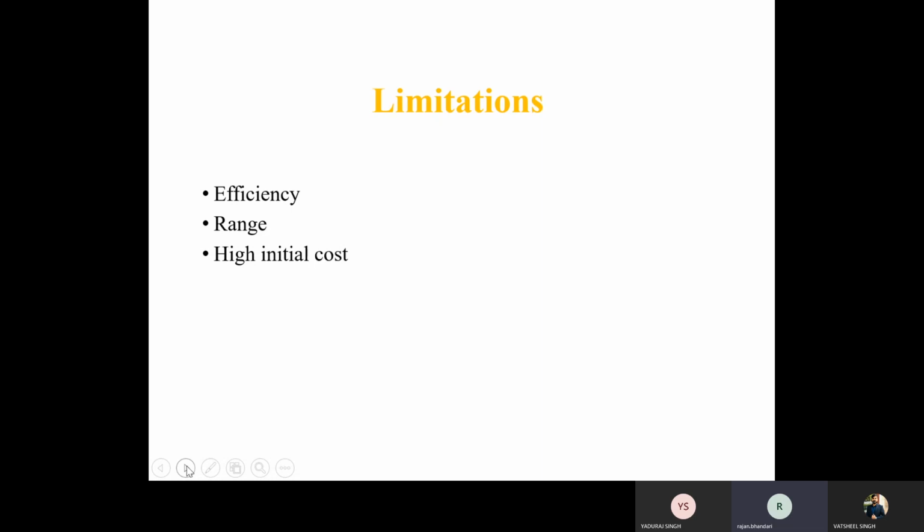Then the limitation is that because of the constraints in research, there is a limitation of efficiency and range, because with an increase in range the efficiency decreases. Then due to the requirement of a rectifier and high frequency generator, its initial cost is high.